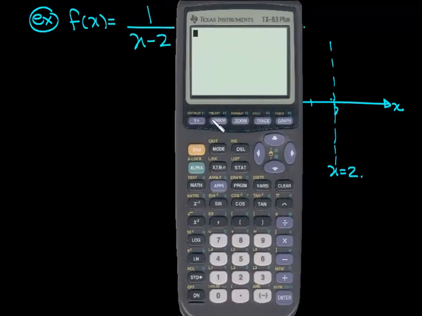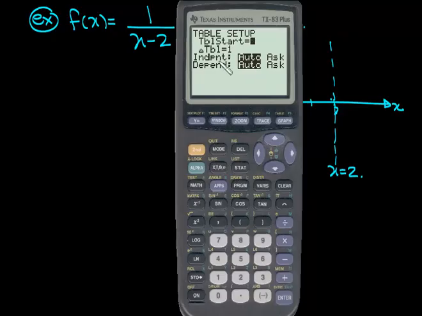There's a way to enter a function by going to Y equals, and then entering 1 divided by parentheses x minus 2, close parentheses. You just enter the function where you have it. Then you go to table set. This is the key up here, so you go second and table.